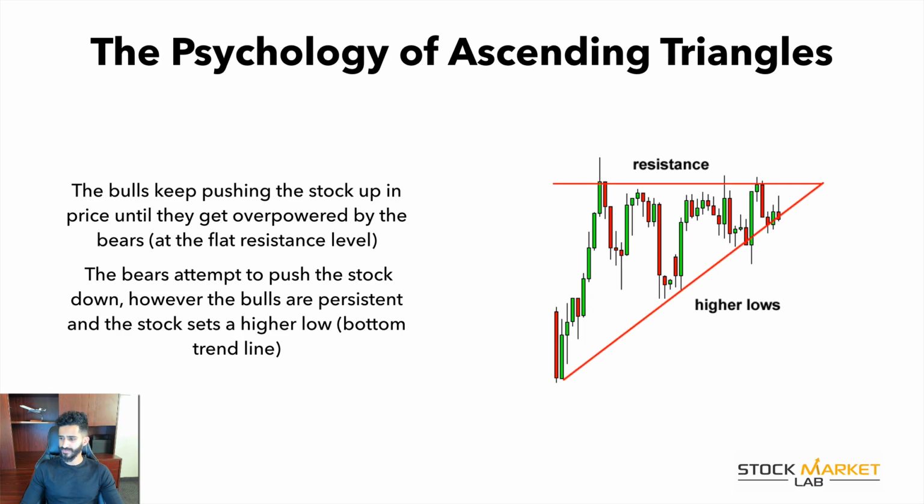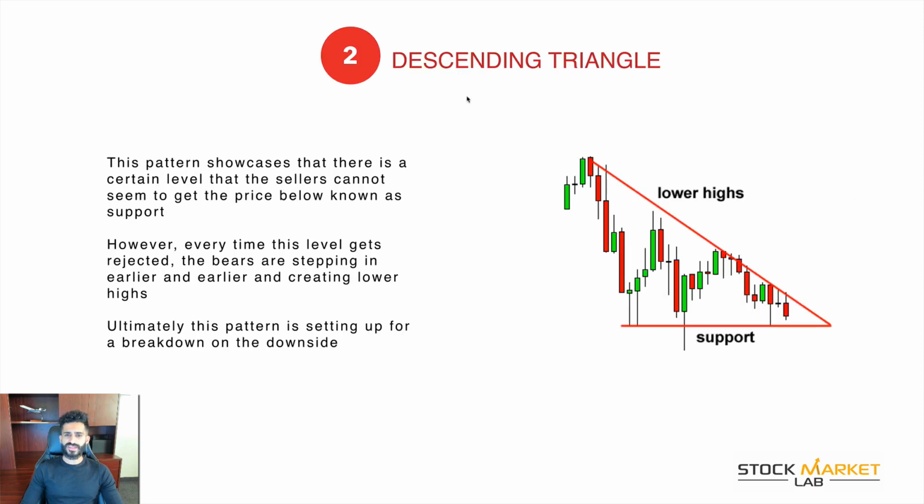from that point. Next, we have the descending triangle. This pattern showcases that there is a certain level that the sellers cannot seem to get the price below, known as support. So sellers are unable to get the price below this level, known as support. However, every time this level gets rejected, the bears are stepping in earlier and earlier and creating lower highs.